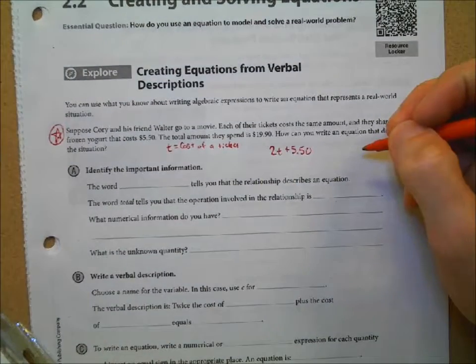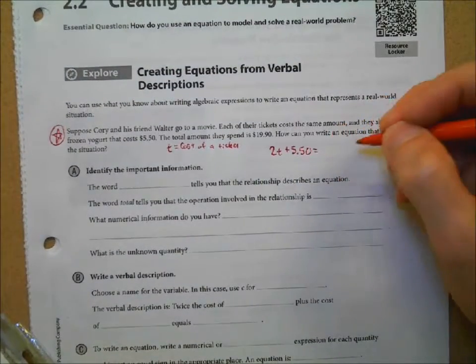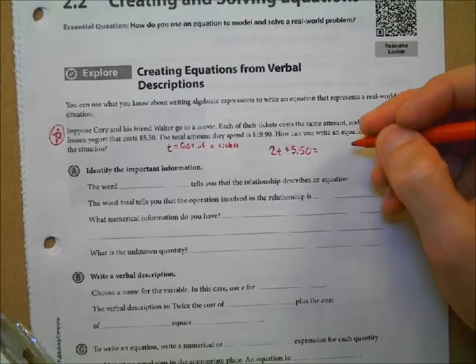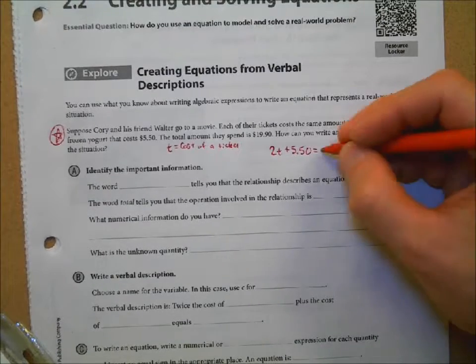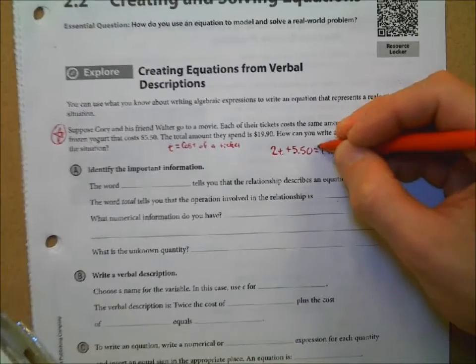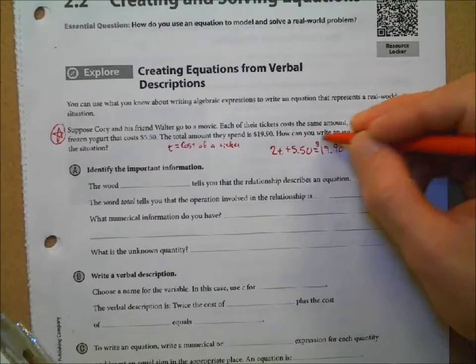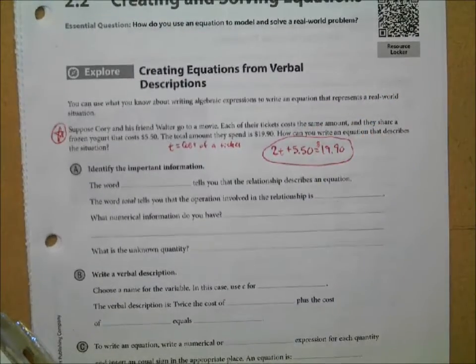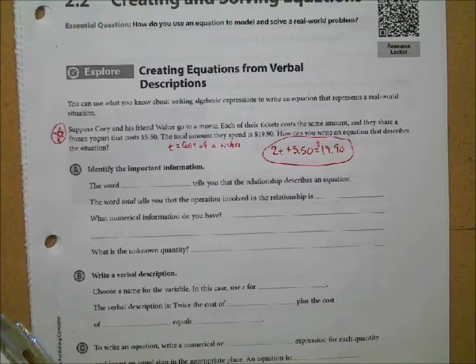And we need an equation. So that's got to equal. And what do we know is the total amount there? Sky, go ahead. $19.90. And there's our equation. We've got it. Okay. Doesn't say to solve it. How can you write an equation that represents the situation? Boom. There it is. 2 tickets plus a $5.50 frozen yogurt is $19.90. Okay. Not that bad.